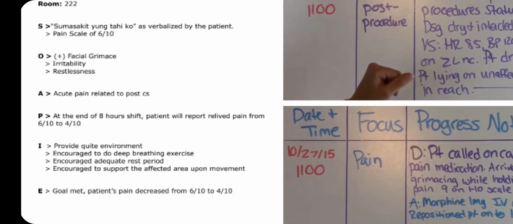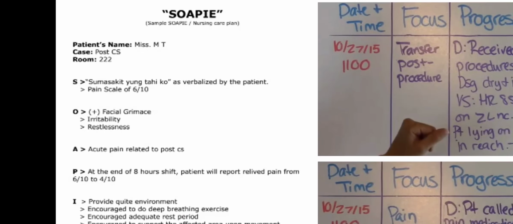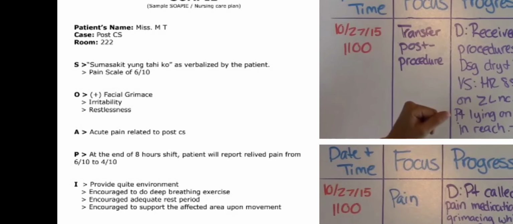So, here are samples. So, ito yung SOAPy. Okay? Subjective data, sumasakit yung tahi ko as verbalized by the patient with a pain scale of 6 to 10. Objective data, facial grimace, irritability, restlessness. Ano ang kanyang assessment? Usually, ang lalagay nating assessment is the nursing diagnosis. So, acute pain related to post-CS.